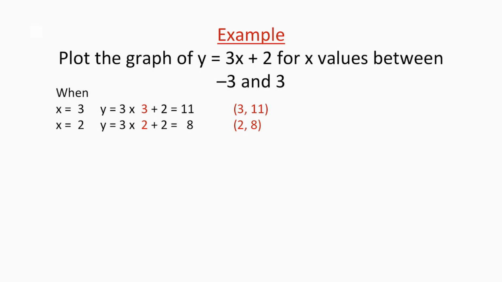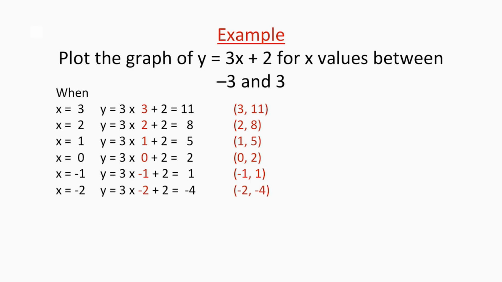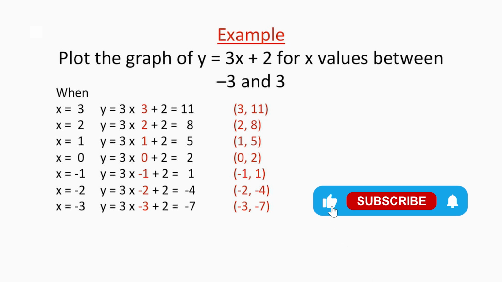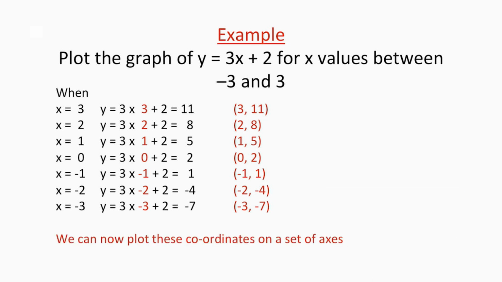And then all I do is keep substituting in the numbers in the given range, remember, between -3 and 3, and I will come out with the following coordinates. So you can see here, with my final one, when I put in x equals -3, 3 lots of -3 plus 2 gives me -7, so my final coordinate is -3, -7. So I now have 7 coordinates that I can plot and join up to do my straight line graph.